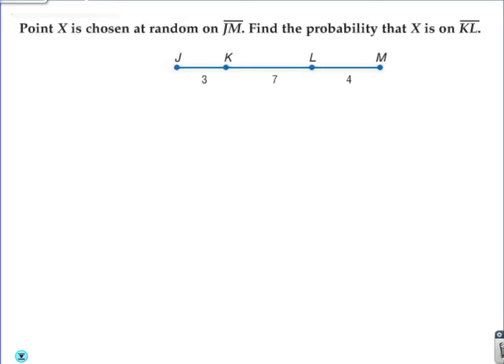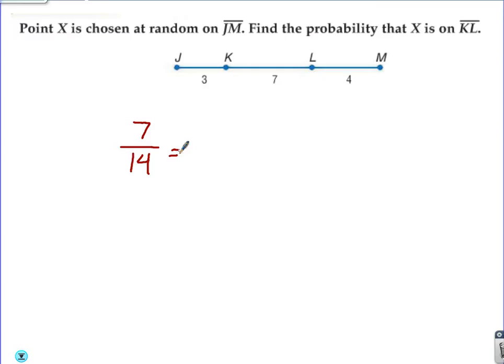Same thing with the cards. Here's your problem. Point X is chosen at random somewhere on line JM. And we want to know what's the probability that it's going to be on KL. If we close our eyes and we come up here and point somewhere on this line, the probability that you're going to point somewhere on line KL. Well, how long is KL? 7. Careful, KL is 7 out of the length of the whole line.